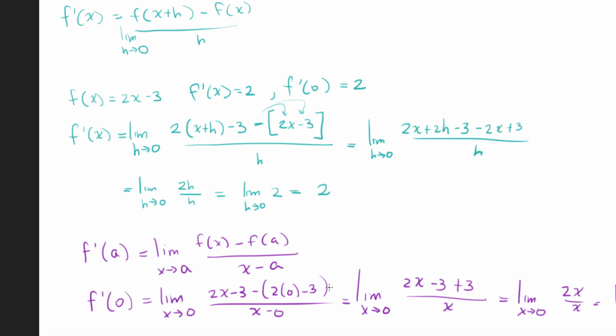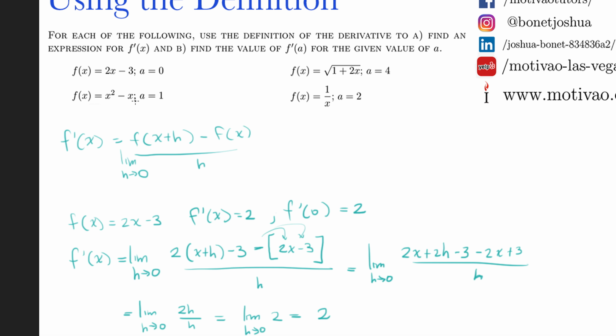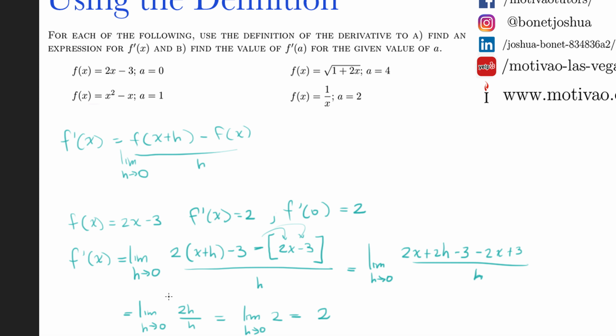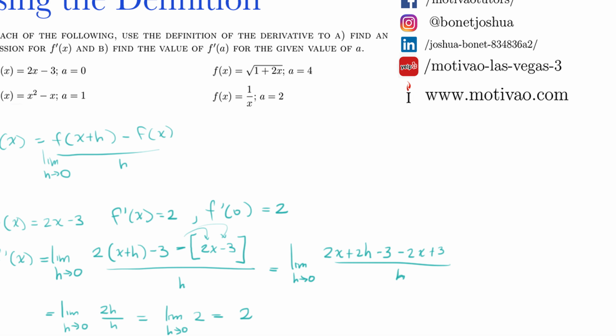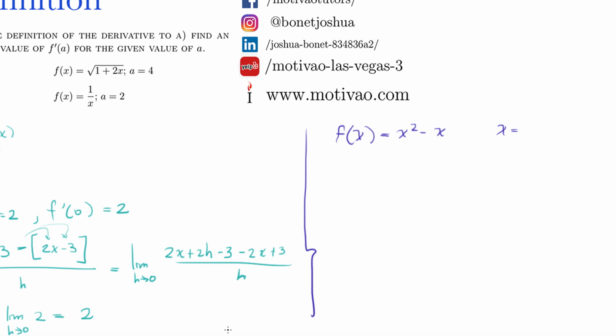Now, we're going to do a different function. So let's do this one. If f of x equals x squared minus x, then you want to find the derivative when x equals 1.